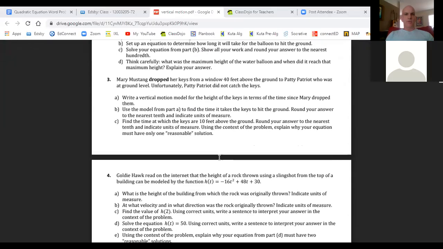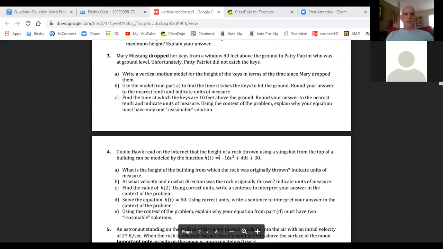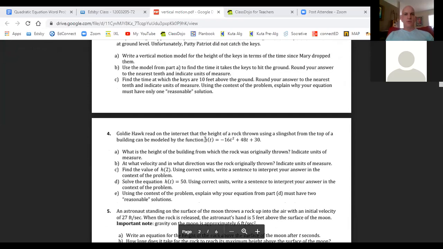Let's see what else. I'm a little confused on how to do number 4 in general. Well, again, part A on these, let me just go back to it real quick. So number 4, part A is a little bit different because they've already given you the equation.